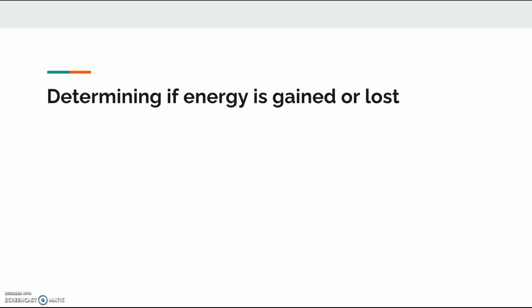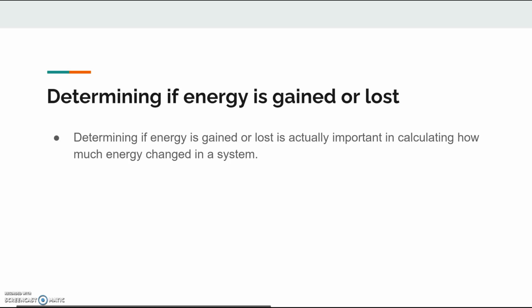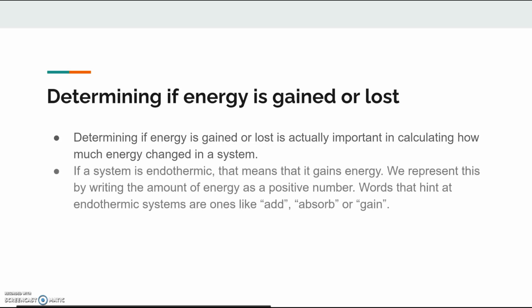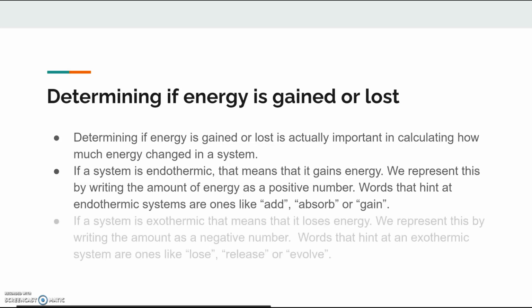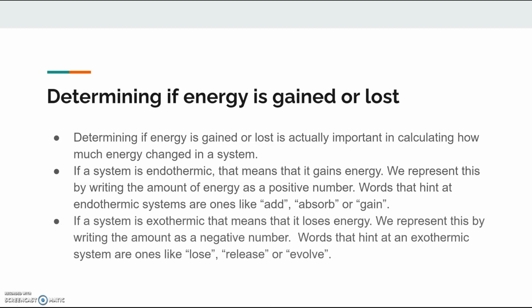During the previous lecture, we went over when energy is gained by a system or when energy is lost by a system. To determine if energy has been gained or lost, it's important to calculate how much energy change there was in the system. So, a bit of review. If a system is endothermic, this means that it has gained energy. We represent this by writing the amount of energy with a positive number. Words that hint at an endothermic system are things like add, absorb, or gain. If a system is exothermic, that means that it has lost energy or is losing energy. We represent this by writing the amount as a negative number. Words that hint at an exothermic system are lose, release, or evolve.